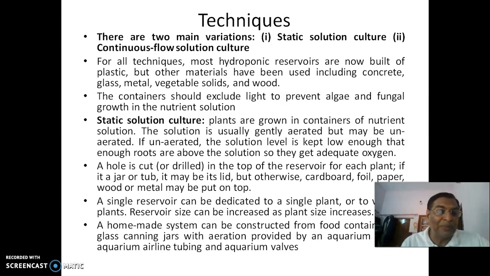You must leave something for aeration, and you must cut a hole so that the reservoir gets aerated. Otherwise, there will be a problem. Oxygen will be deficient and plant growth will not occur. That's why cardboard, foil paper, wood or metal may be put on top so that sufficient aeration occurs. So we'll stop here. We'll continue in the next video.